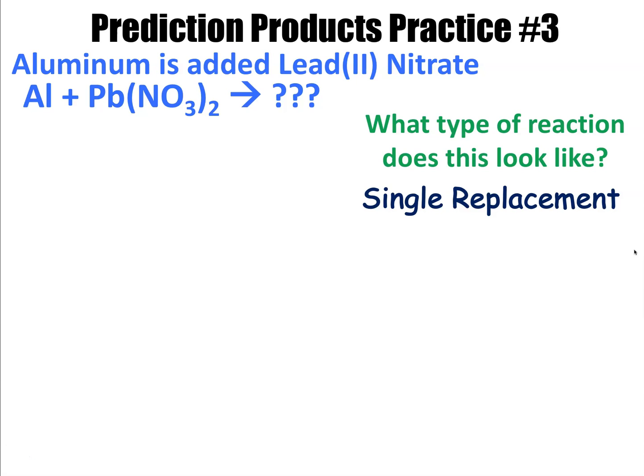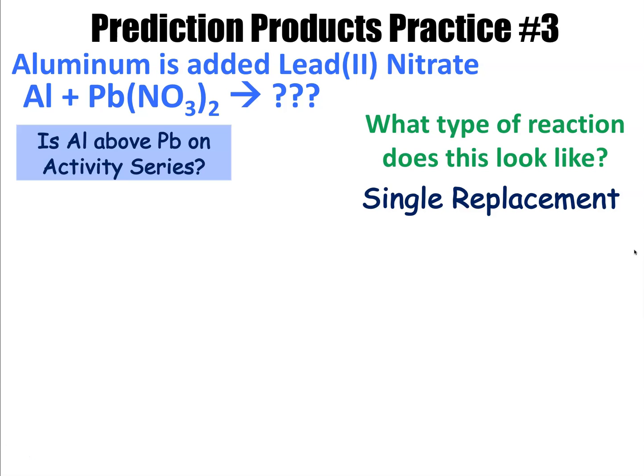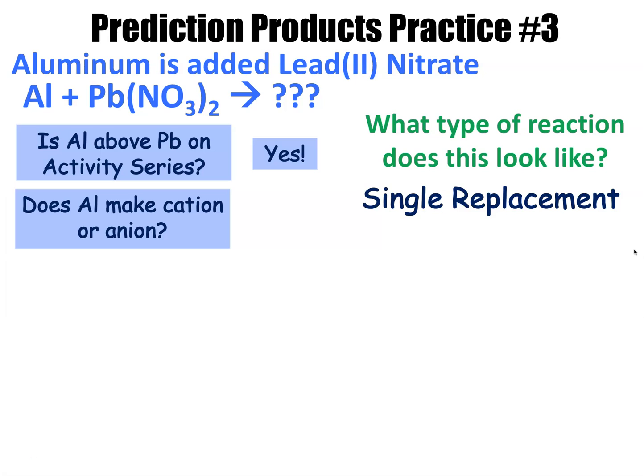It's the same thing. Now, since it is single replacement, I have to look at the activity series and ask myself, is aluminum above lead on the activity series? Well, you don't have it printed out right now, but I'll just tell you, yes, it is. So because it is, this reaction will occur. Now, let's look at aluminum. Does it make a cation or an anion, based on its location on the periodic table? Okay, makes a cation. We know that one.